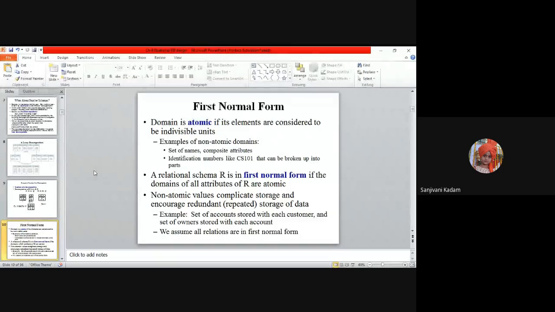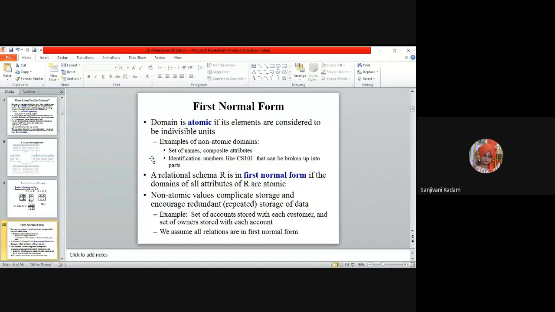So already we studied about the atomic domains. An atomic domain means the domain which cannot be divided further. Just like a phone number, we have seen in the mobile number, we cannot divide the 10 digits apart into subparts, but we can divide the name, that is first name, middle name and last name. So in that case, name will be called a non-atomic domain, and mobile number I can say is an atomic domain which cannot be divided further.